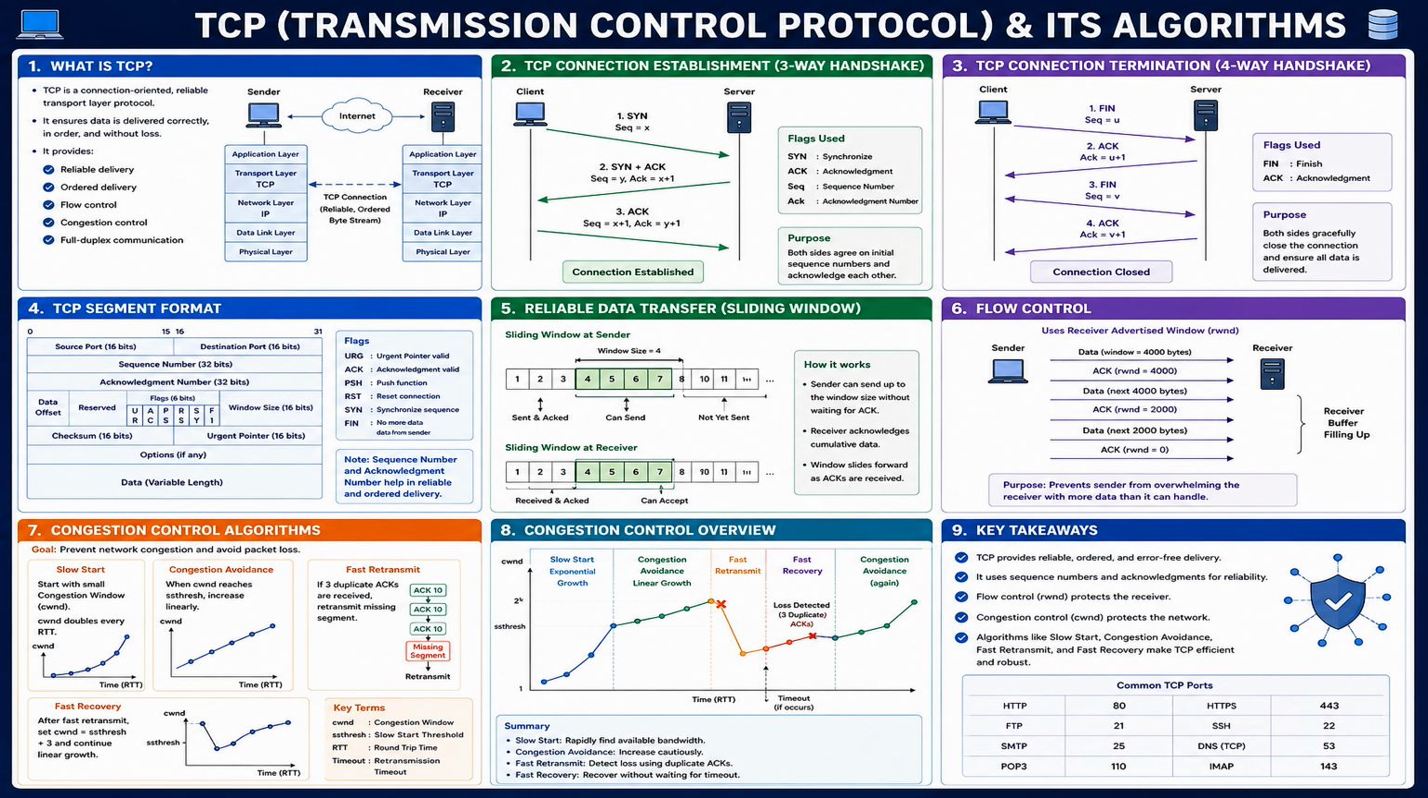To sum it up, TCP is one of the most important protocols in modern networking because it provides reliable delivery, ordered communication, error detection, flow control, and congestion management. Key TCP mechanisms include sequence numbers, acknowledgements, sliding windows, retransmissions, and adaptive congestion algorithms.